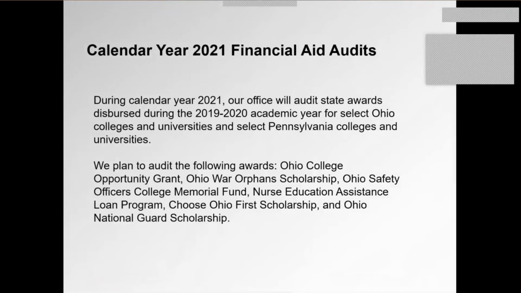This year, for calendar year 2021, we're going to be auditing for the academic year 2019-20 for select Ohio and Pennsylvania colleges and universities. Our plan is to audit all of our programs, which includes the Ohio College Opportunity Grant, Ohio Orphans Scholarship, Ohio Safety Officers College Memorial Fund, Nurse Education Assistance Loan Program, Choose Ohio First, and of course, Ohio National Guard.